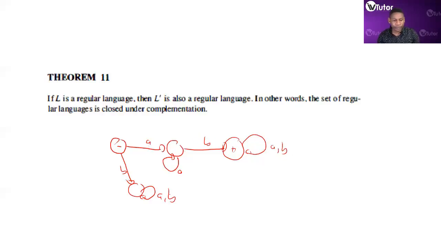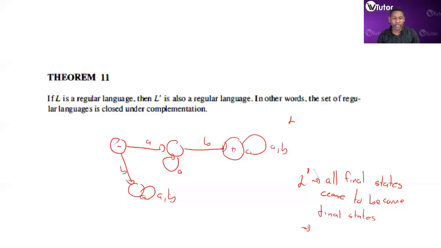Perfect. Now, if we say that this is L, then what do we do to get L complement? All final states become non-final states, and all non-final states become final states.